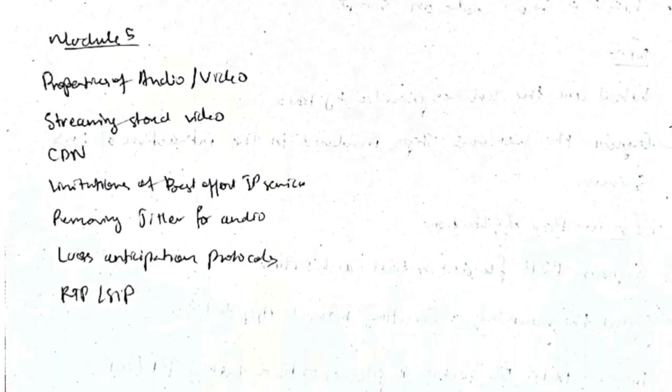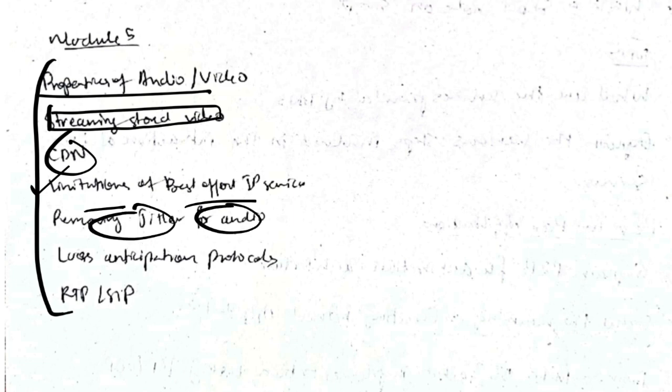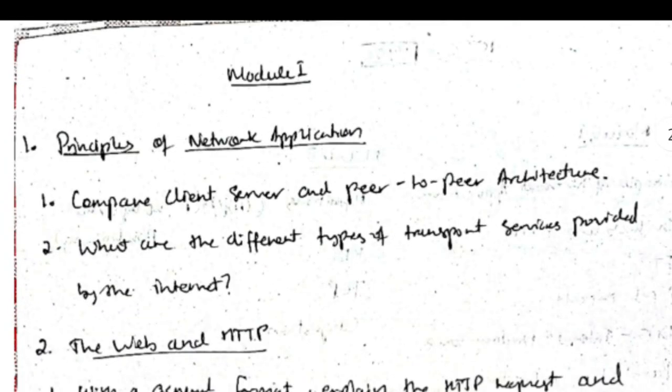In module 5 we have these topics from which the questions are asked. Explain the properties of audio and video and streaming stored video. What are the different types? What is CDN? Give an example, or they can give you any case study as well. And limitations of best effort IP service, removing jitter from the audio, and 2 loss anticipation protocols which we'll be discussing. And finally we have RTP and SIP. So let's get started with the first module.